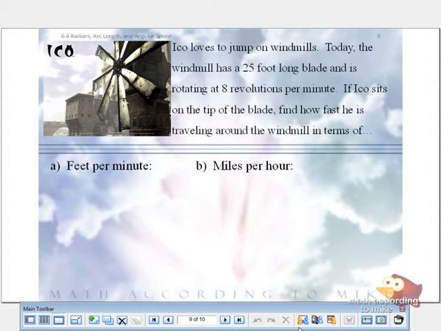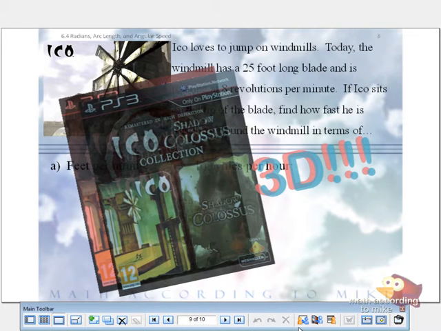Anyone play this game? I'll just play it. Now imagine it in 3D.